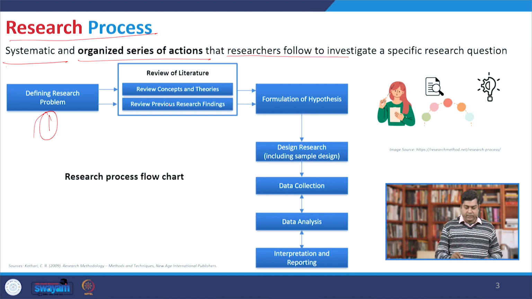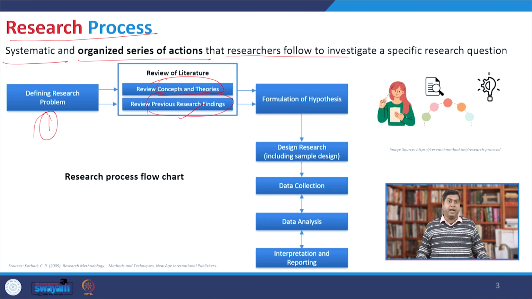The review of literature may be the review of concepts and theories, if we are going to do some kind of theoretical advancement of an existing theory and concept, or it can be the review of previous research findings. Maybe research was done 20 years ago in a particular region and one would like to do a similar kind of research in today's time to see the temporal variation over time, what the change is. In that case we also have to go for a review of those findings.